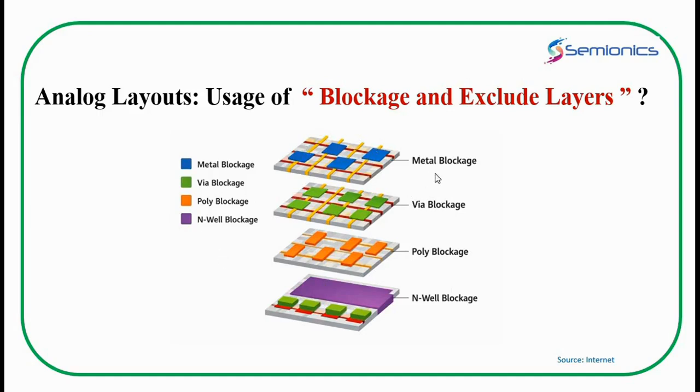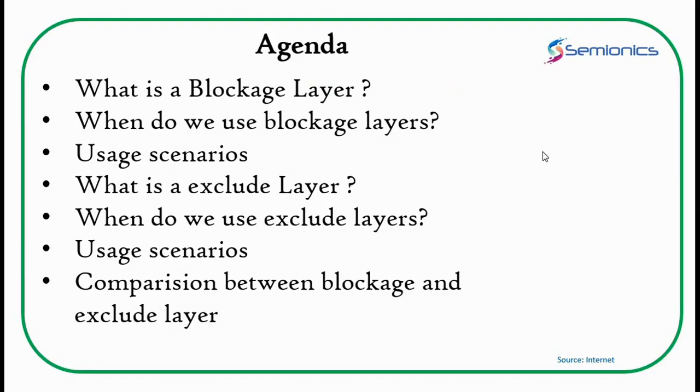So as you can see in the picture over here, you've got metal blockages, you've got wire blockages, there's poly, there's N-well, there's lots of varieties of blockage layers. So let's try and understand what is the importance of this blockage layer, okay, and its usage. Along with that, we will also see where we use this. What are all the scenarios in which we use these things?